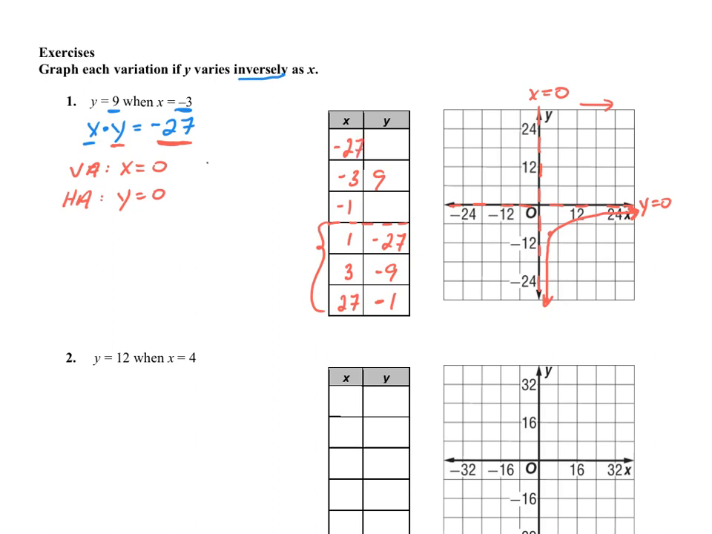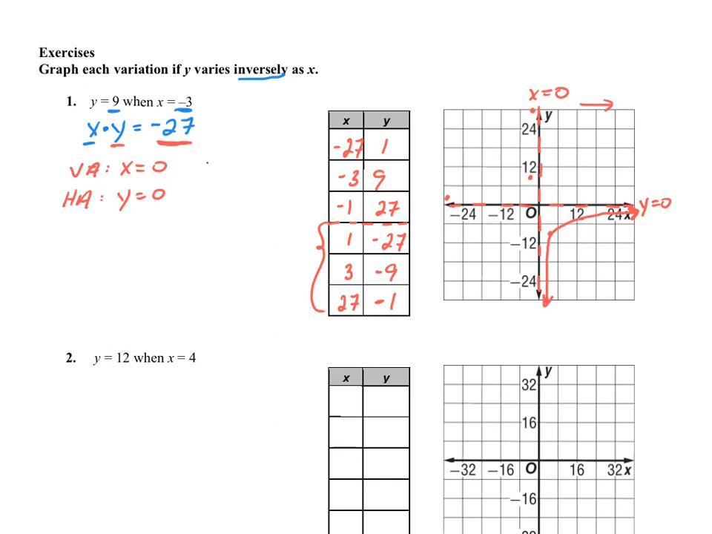So if I put negative 1 in, I guess I need 27 here to give me minus 27. And if I got minus 27 there, I guess I need plus 1. So let's go and graph those now. At negative 1, I'm going to get plus 27. At negative 3, I'm going to get plus 9. And at negative 27, I'm going to get plus 1.